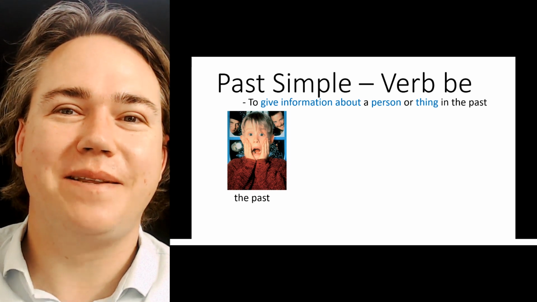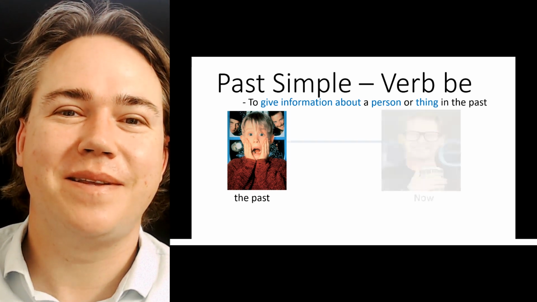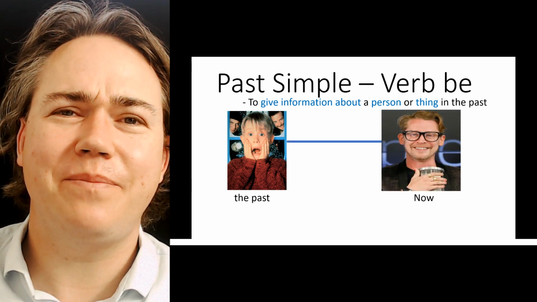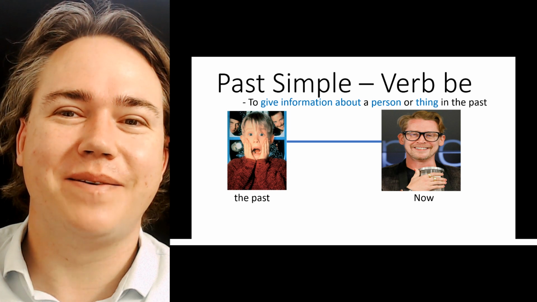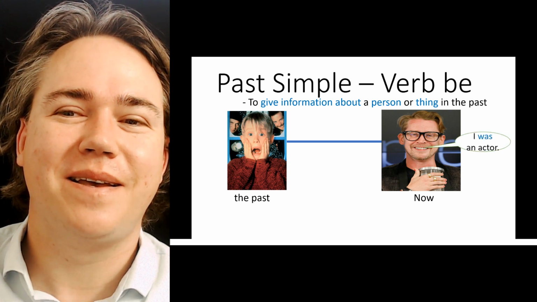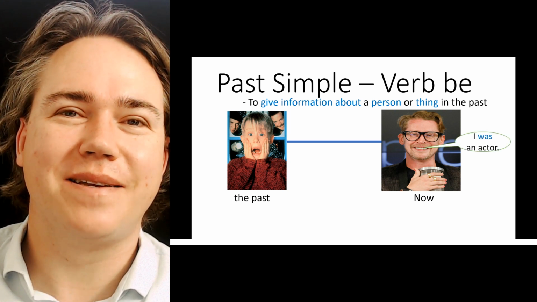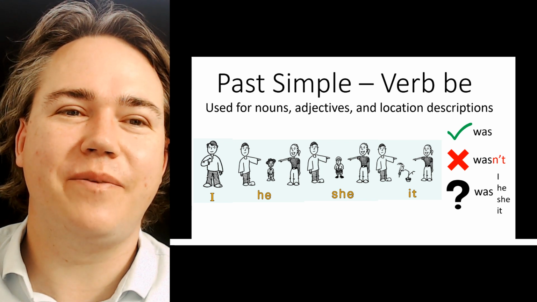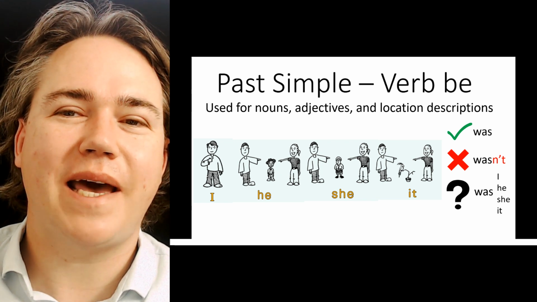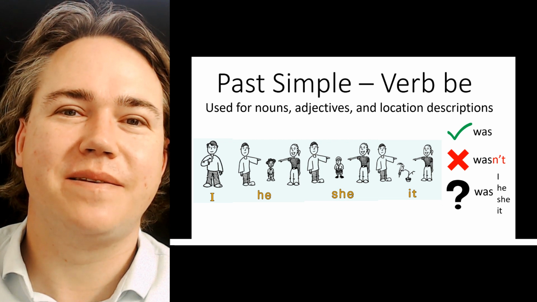And look at this kid, so cute. Is this the same person? Yes. But he has a different job now. So he says, I was an actor. So, past simple verb be for nouns, adjectives, and locations.